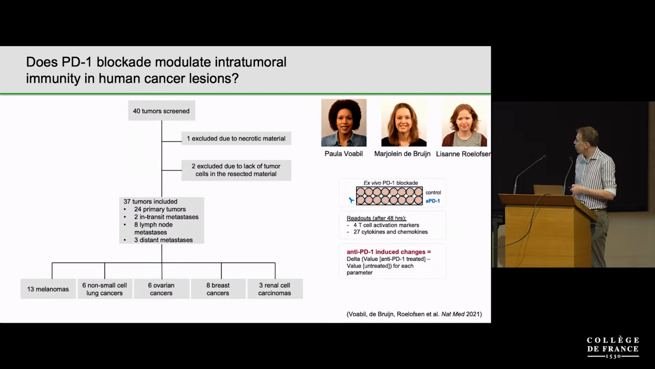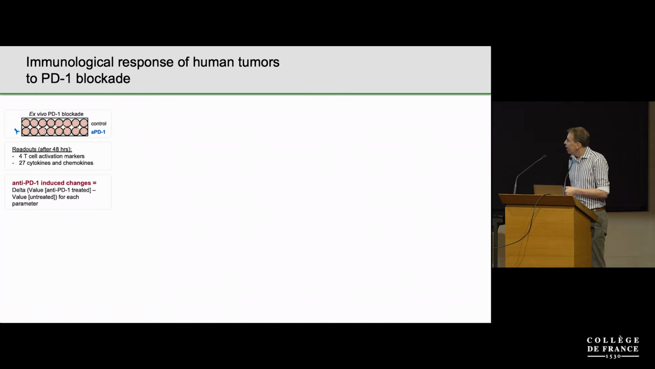And then after 2 days of culture, we look at a number of T-cell activation markers, but also, and most importantly, at a very large variety of cytokines and chemokines to try and understand how the tumor microenvironment changes. And then for each of these parameters, we plot the delta between the unperturbed condition and the perturbed condition. And just to highlight, we do these cultures for each condition in many cultures in parallel to be able to average out for tumor heterogeneity, something that I'll come back to later.